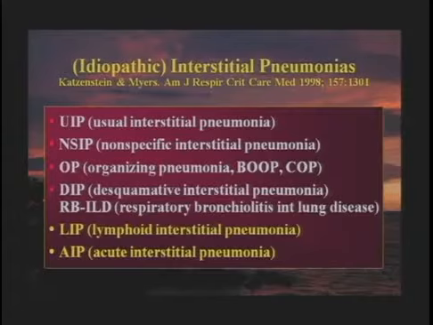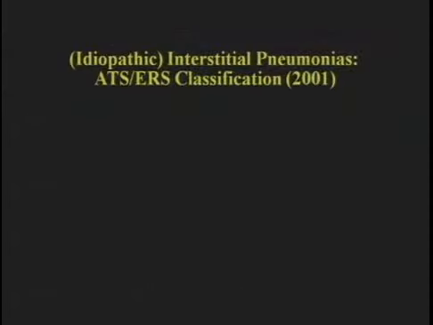LIP, often associated with collagen disease, and I will show you an example of that in my last slide. And AIP, acute interstitial pneumonia, is basically idiopathic ARDS. If someone is in the ICU with ARDS and they don't know why, it may be AIP. And generally speaking, AIP is something that's evaluated with plain films in the ICU on a daily basis and not with high-resolution CT.